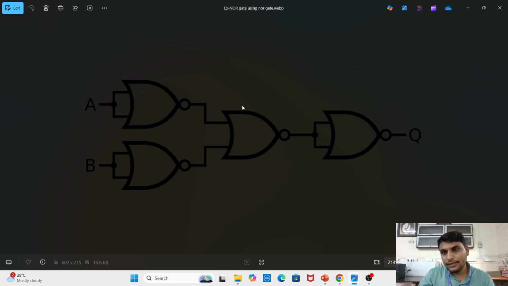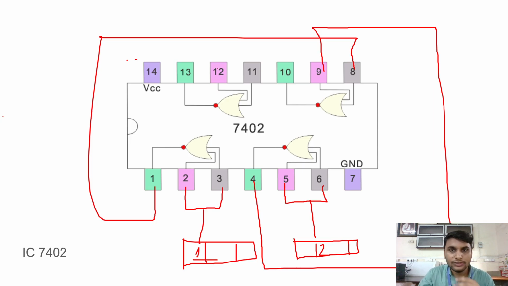Then see here, now the third gate output is going to the fourth gate, but the fourth gate is now acting like a NOT gate. So that is our fourth gate. Pin number 11 and pin number 12 is the input of the fourth gate. So it is acting like a NOT gate, so we have to connect 11 and 12.